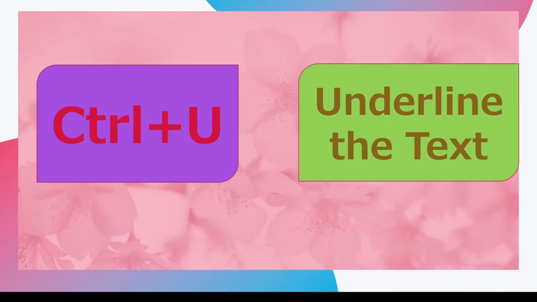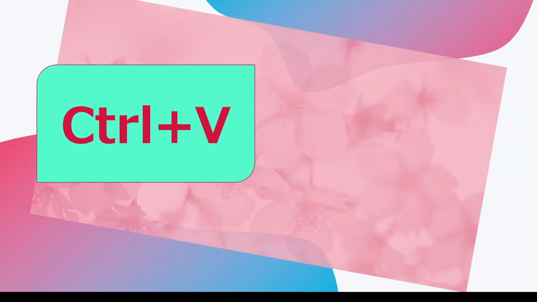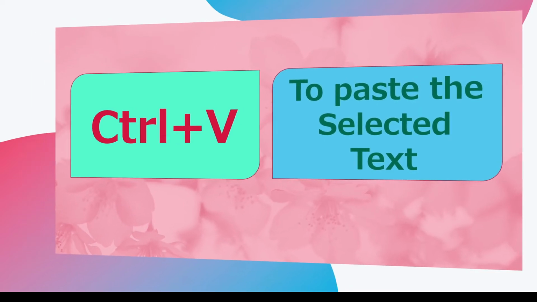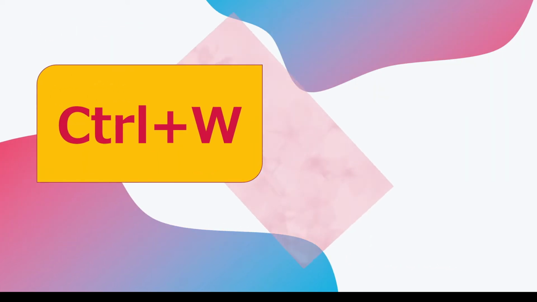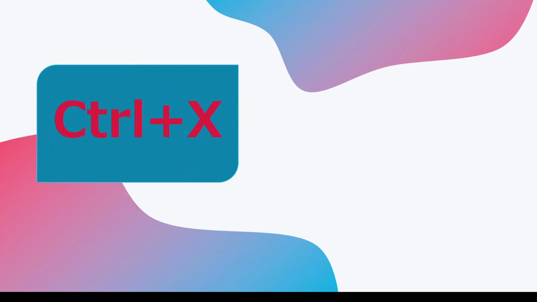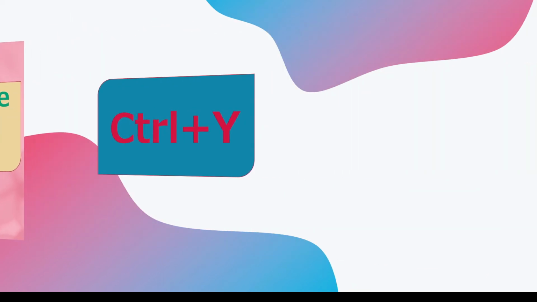Next is Control U. Control U is used to underline the text. Next is Control V. Control V is used to paste the selected text. Next is Control W. Control W is to close the active window. Next is Control X. Control X is used to cut the selected text.